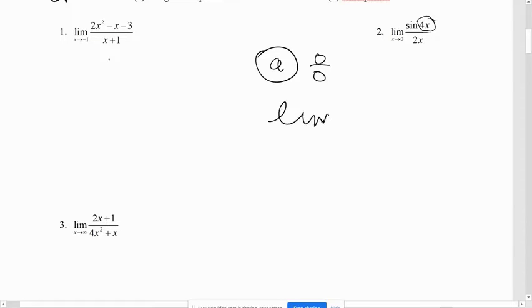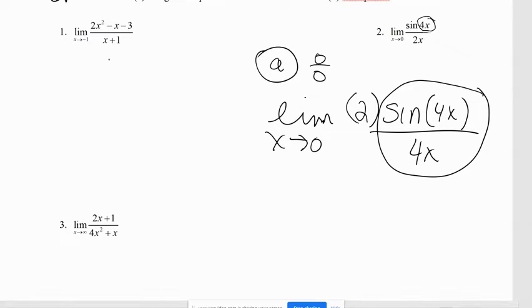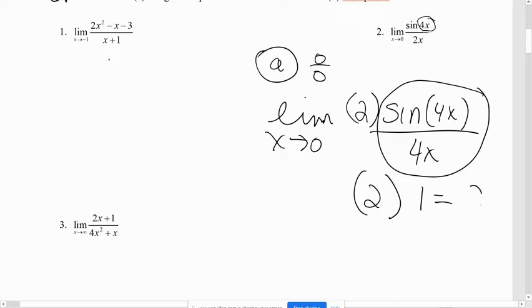So if we do the limit as x approaches 0, and we have sine 4x, and then on the bottom, we're going to turn that into 4x by multiplying by 2. So that becomes 4x. But in order to balance it out, I got to multiply the top by 2 as well, so that I'm essentially multiplying by 1. And then this, even though if I do substitution, I'm going to get 0 over 0 again, we know by the sandwich theorem that that's equal to 1. And also you can look at it graphically. And so this becomes 2 times 1, which is 2.